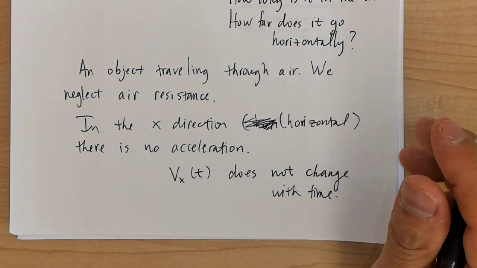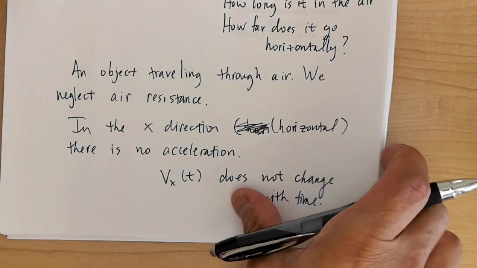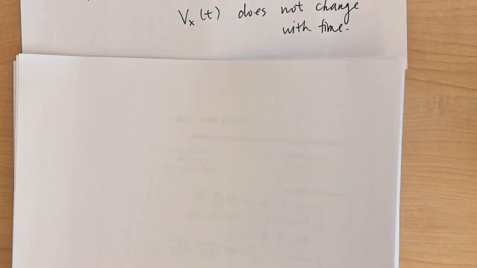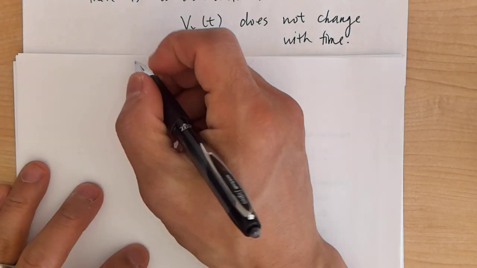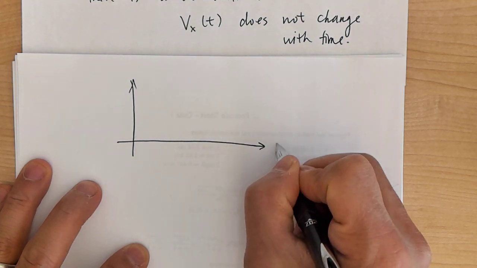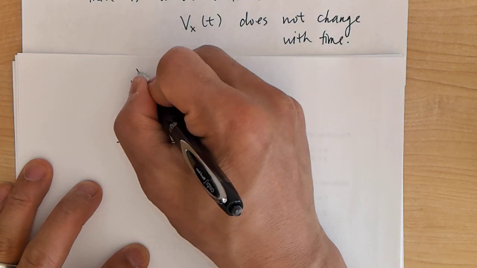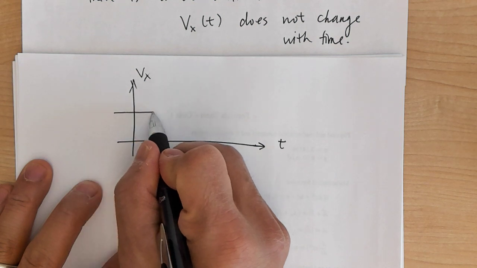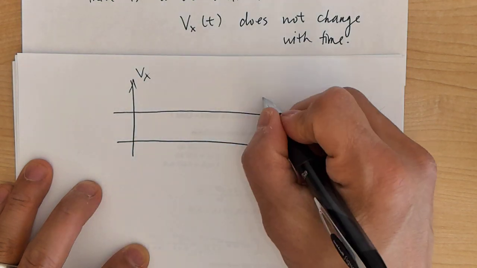So if I make a plot of vx versus t, it's as simple and boring as possible. So something like this. Just some constant like this.